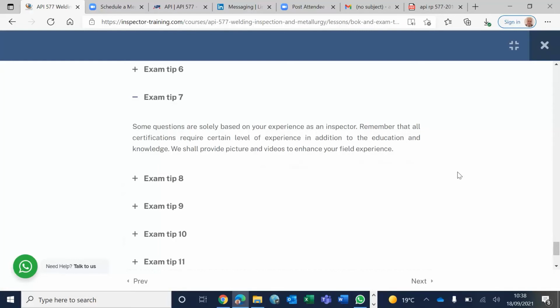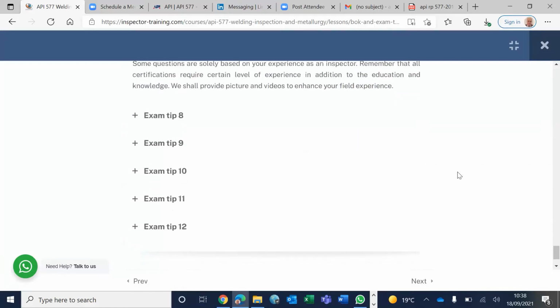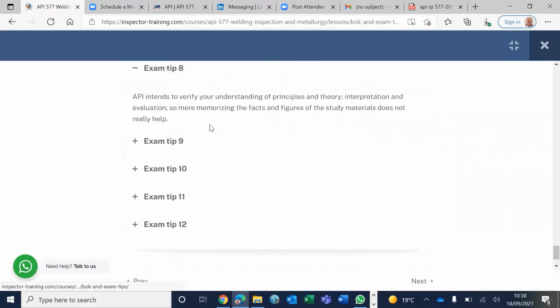Some of the questions are awareness, practical type of questions, based solely on your experience as an inspector. For candidates who lack experience, we try to bring a lot of practical type of questions, common things that the inspector should know.